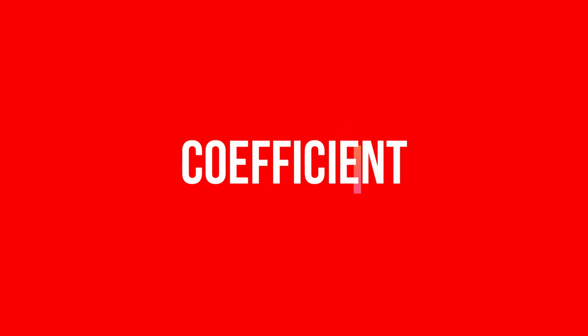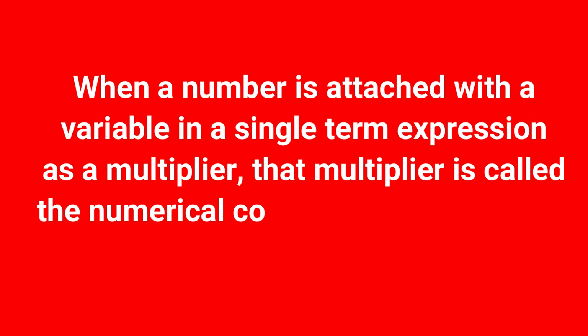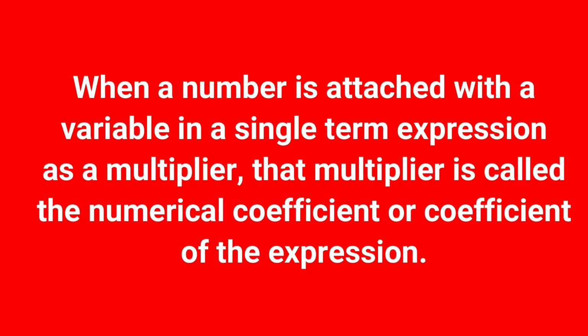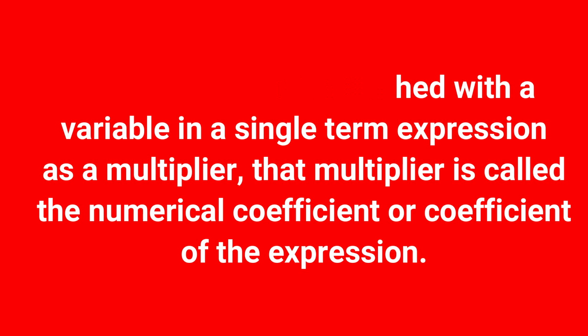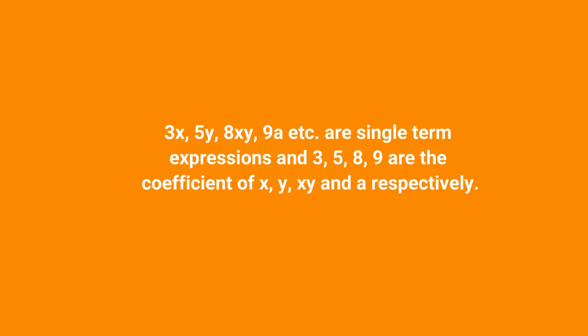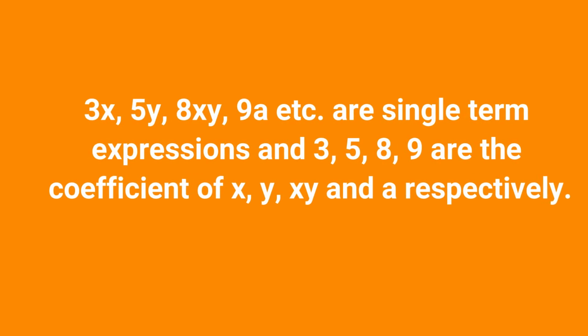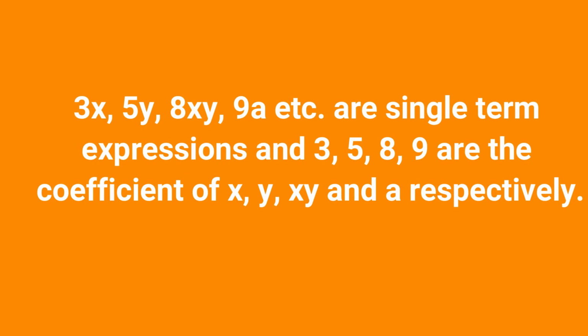What is coefficient? When a number is attached with a variable in a single term expression as a multiplier, that multiplier is called the numerical coefficient or coefficient of the expression. For example, 3x, 5y, 8xy, 9a, etc. are single term expressions, and here 3, 5, 8, 9 are the coefficients of x, y, xy, and a respectively.